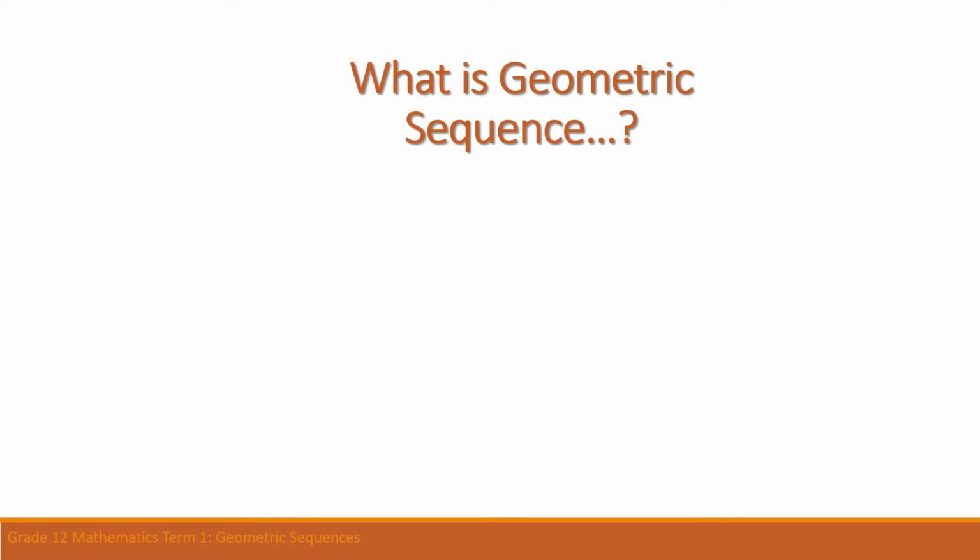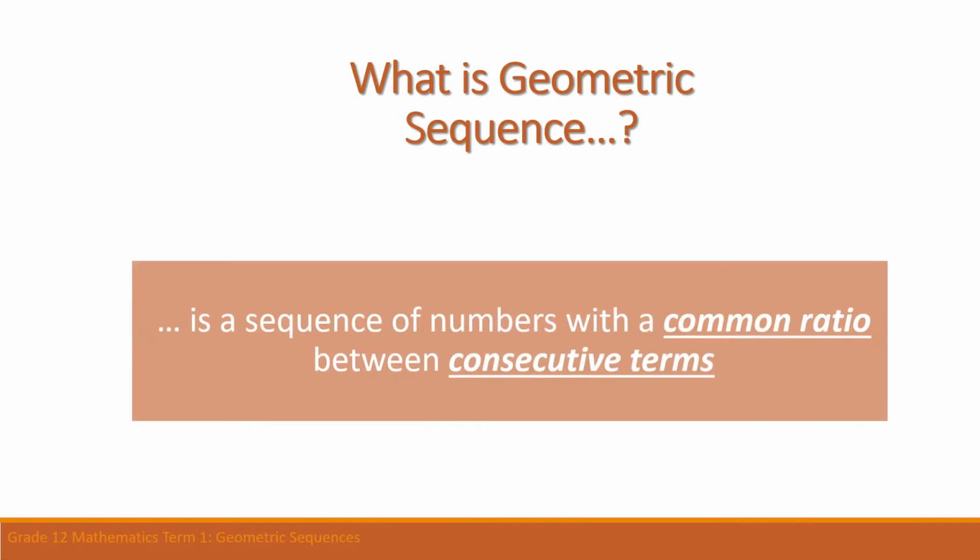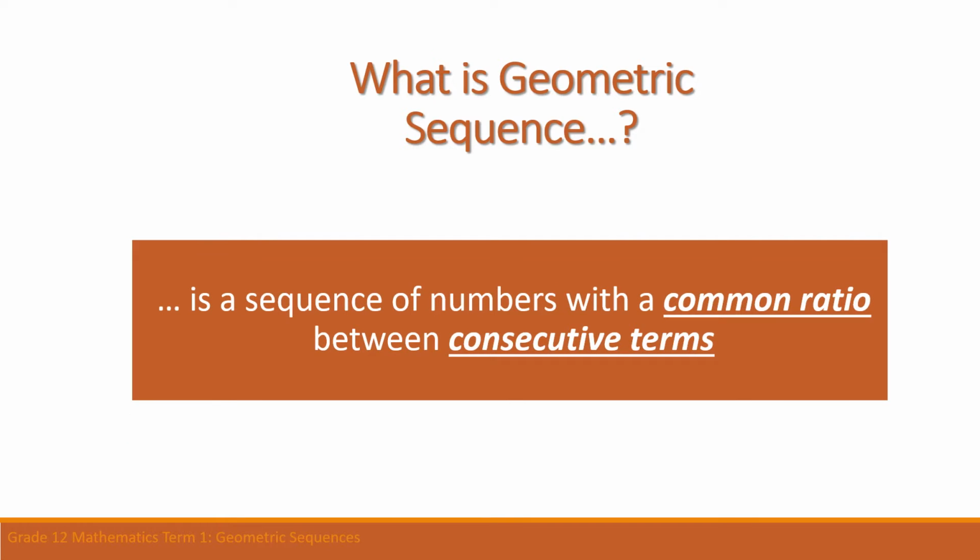So, what is a geometric sequence? It is a sequence of numbers with a common ratio between the consecutive terms. For the consecutive term keyword, please watch our previous lesson. And common ratio is the constant amount by which consecutive terms are multiplied.